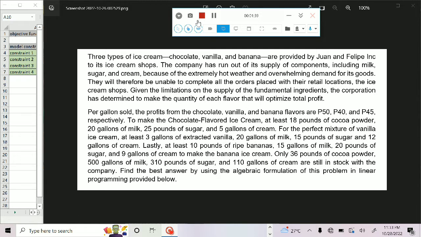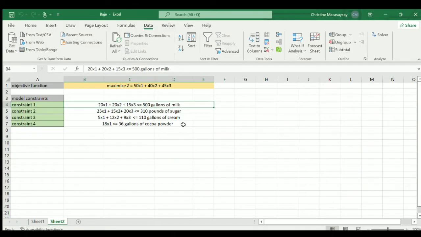Only 36 pounds of cocoa powder, 500 gallons of milk, 310 pounds of sugar, and 110 gallons of cream are still in stock inside the company. Find the best answer by using the algebraic formulation of this problem in linear programming.